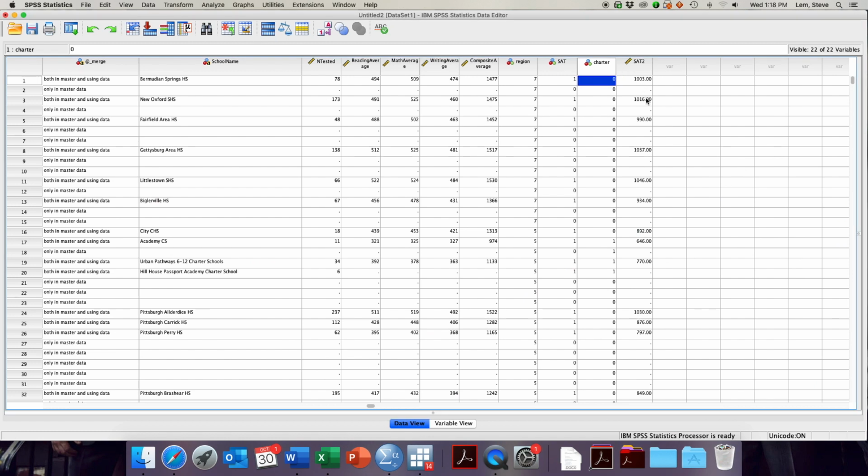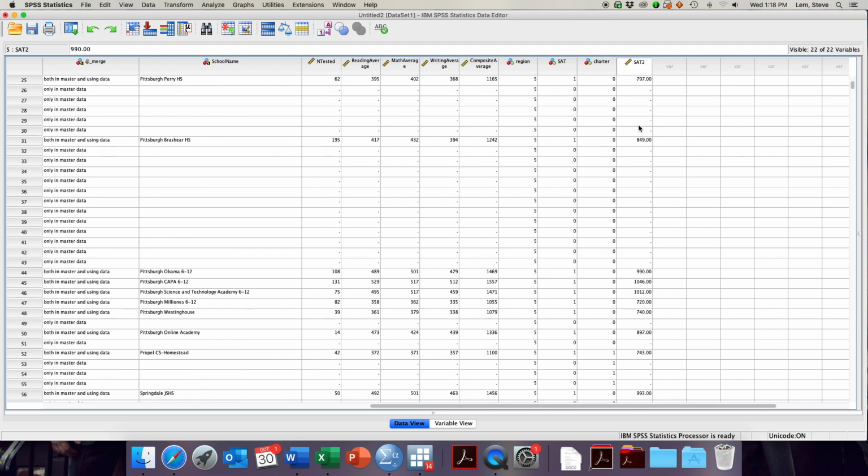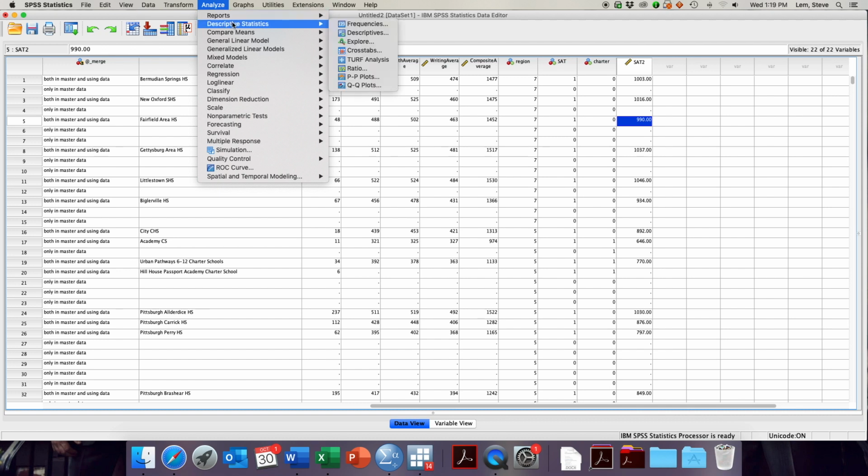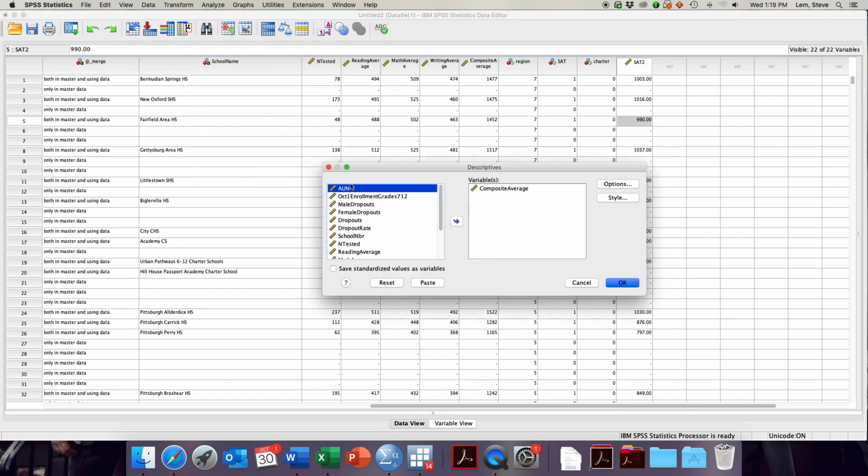And you can see now that we have a combined average score for SAT2, which is out of the typical 1600 by only taking into account those two elements, the reading average and the math average. So the first thing we might want to do is simply know what the mean SAT2 score is in Pennsylvania. So to do that, I'm going to go to Analyze, Descriptive Statistics, Descriptives, and then use that SAT2 score as my variable.